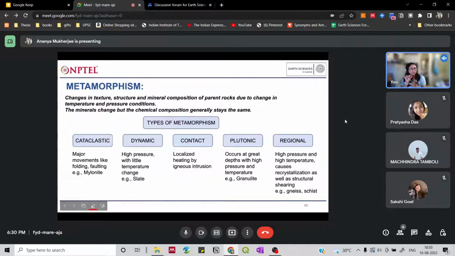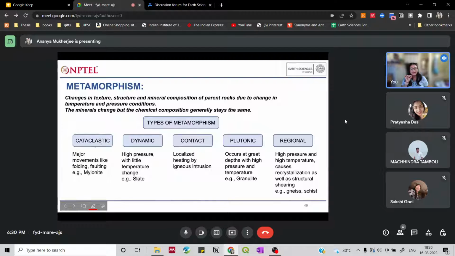Either there is a plate boundary, so you have a subduction zone, or a collision zone, or a transform boundary. It can also happen as an uplift of the rocks, or if the rocks are pressed down due to more sediments coming on top. Based on these different situations where you can see changes in temperature and pressure conditions, we have different types of metamorphism.